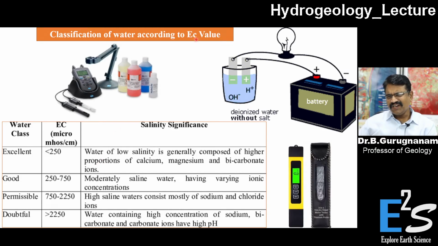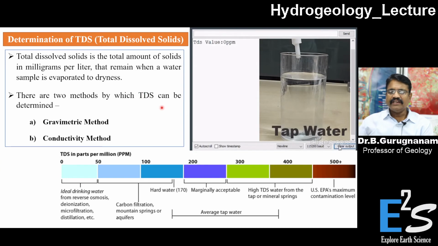The classification of water according to conductivity has 4 categories: excellent, good, permissible and doubtful, with values less than 250, between 250 and 750, 750 and 2250, and more than 2250. If it is less than this, what will be the result? Water of low salinity, because if salinity increases, conductivity increases. It is generally composed of a higher proportion of calcium, magnesium and bicarbonate. This is moderately saline water having varying ionic concentration. This is higher saline water consisting mostly of sodium and chloride ions, and water containing a higher concentration of sodium, bicarbonate and carbonate ions has a higher pH value. And this is how we assess electrical conductivity in the study.